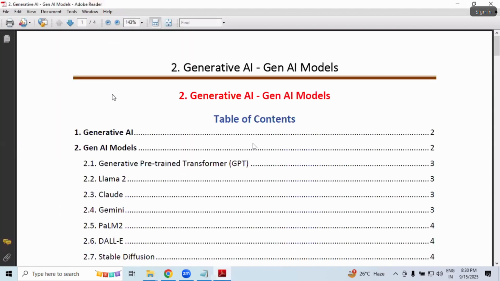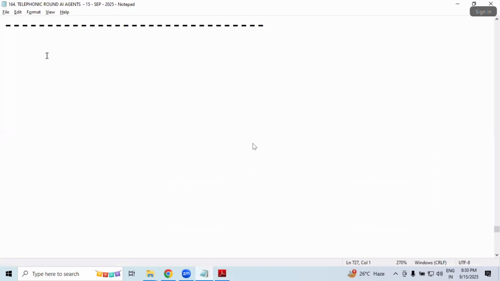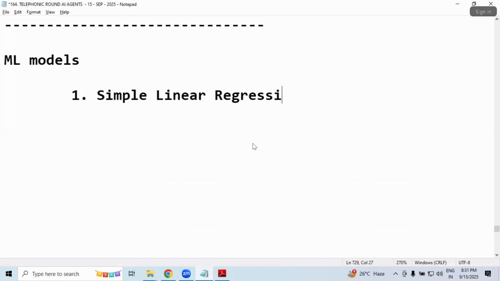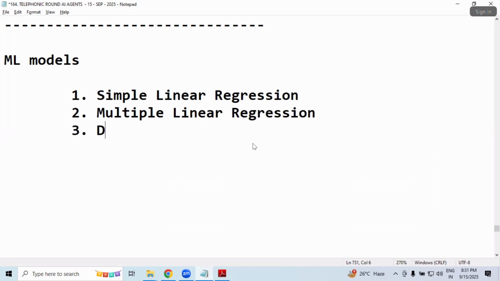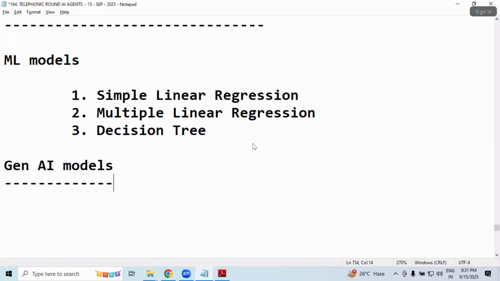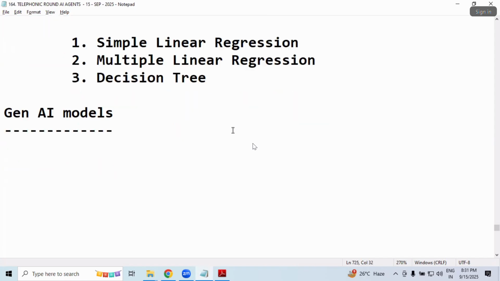Gen AI models, you have to be aware of this. Let me ask, can you tell me ML models? Some models: simple linear regression, the next one multiple linear regression, third one decision tree. Like in machine learning, you have models, in Gen AI also we have models. Let us look at some models. Gen AI also has models.